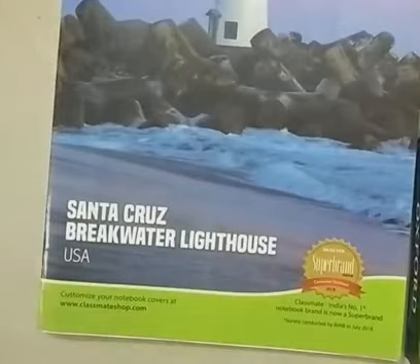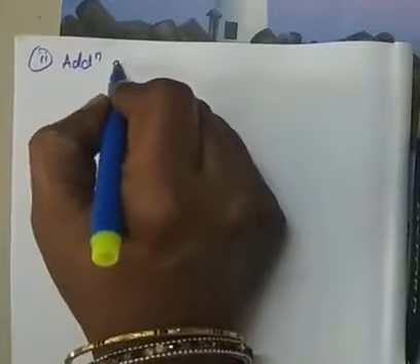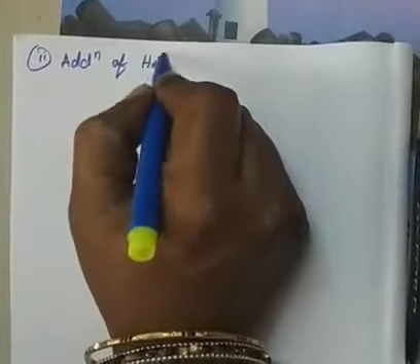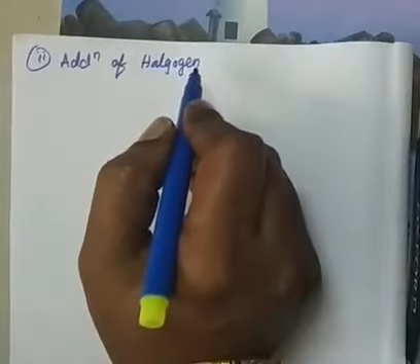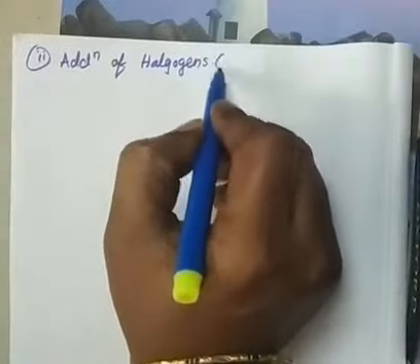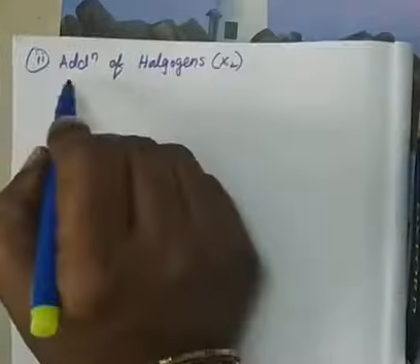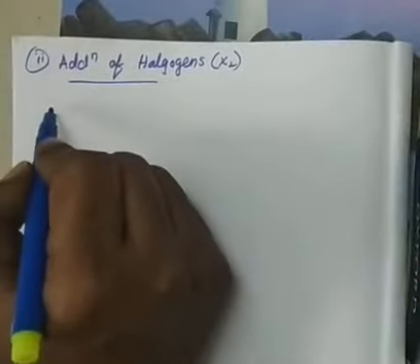Then next reaction is addition of halogen. See, in short again I am writing addition of halogens. What is the formula of halogen? I told you that halogen means it is not single, it is X2 I should write, right? They won't appear in the single form, right?